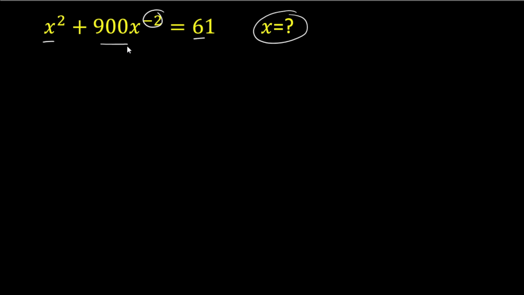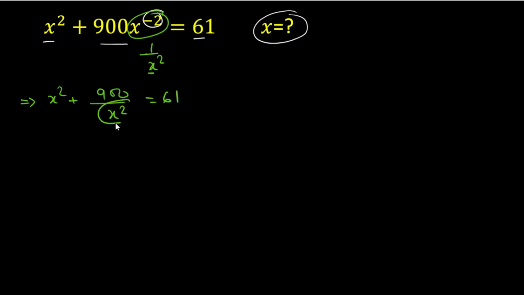So for solving, first of all we'll convert this x raised to the power negative 2. We can write it as 1 over x square. So now we'll write this equation as x square plus 900 divided by x square, and that is equal to 61.